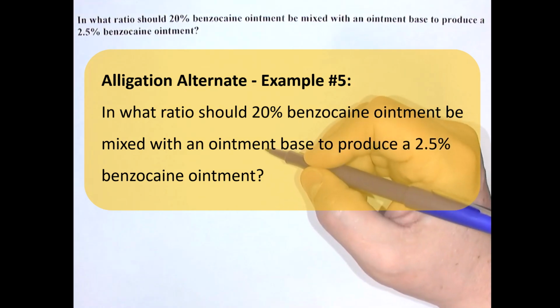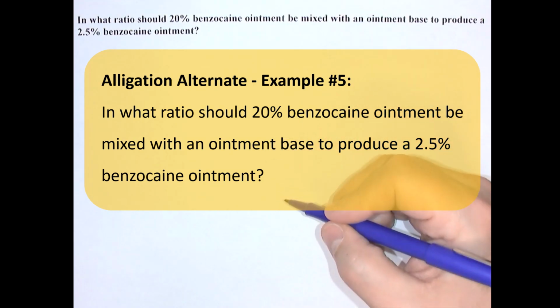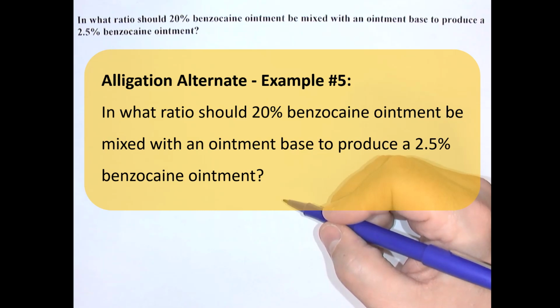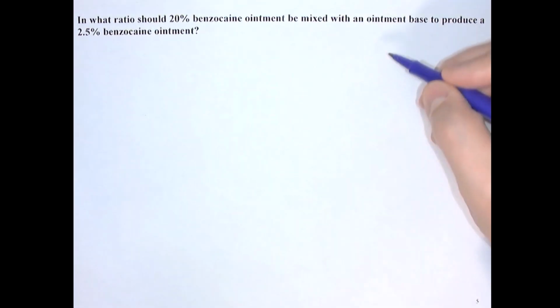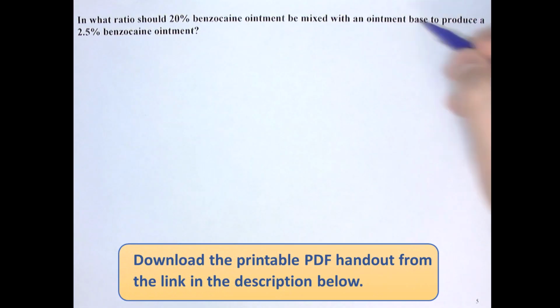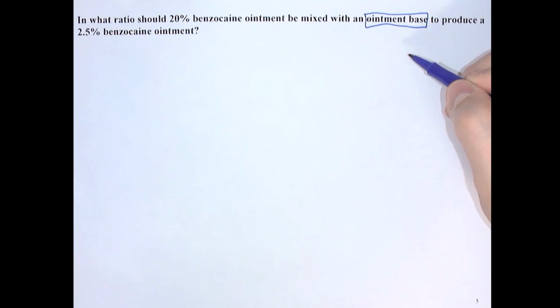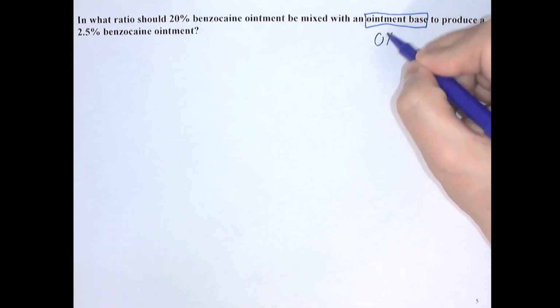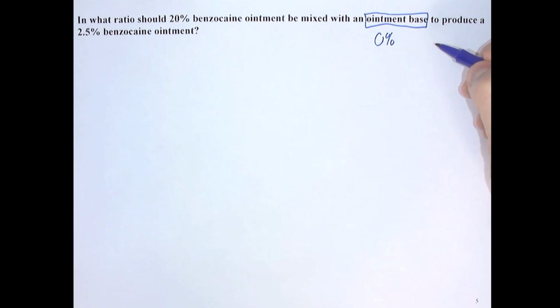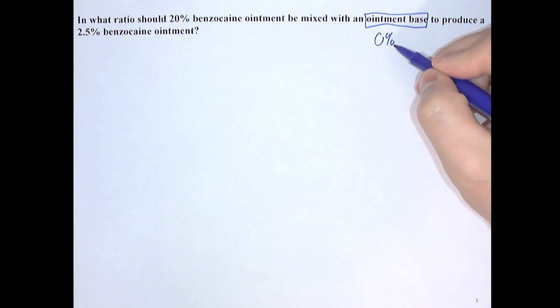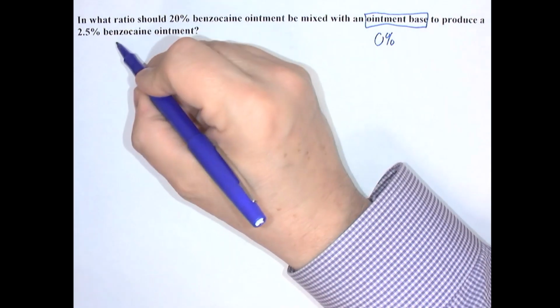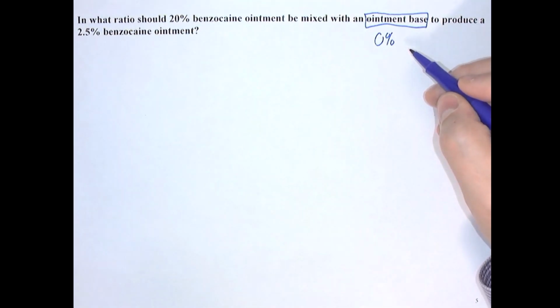The problem says, in what ratio should 20% benzocaine ointment be mixed with an ointment base to produce a 2.5% benzocaine ointment? All right, as we get this problem started here, we should note that it mentions an ointment base. When it says ointment base, you can assume that this has a 0% concentration of the active ingredient that's being mentioned in the problem. So this has a 0% concentration of the benzocaine. So we'll keep that in mind as we do our alligation alternate procedure.